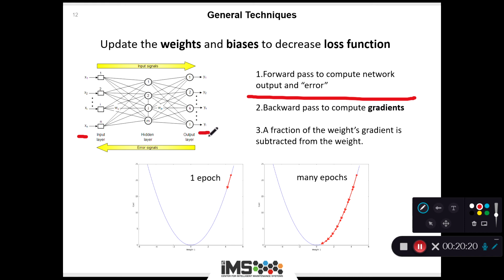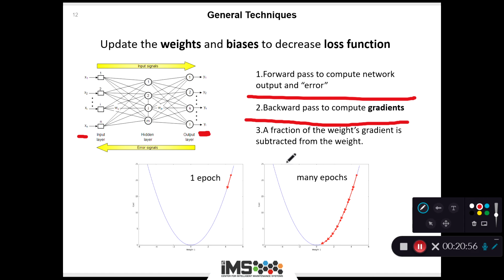Then we know the output here is our prediction, and we compare our prediction with the ground truth to calculate the error. We want to minimize the error. So the next step will be backward pass to compute the gradients. That means the gradients of the weights and biases, the parameters. That means in which direction the parameters will be updated in order to minimize the error. Our goal is to minimize our loss function. And then we get the gradients.